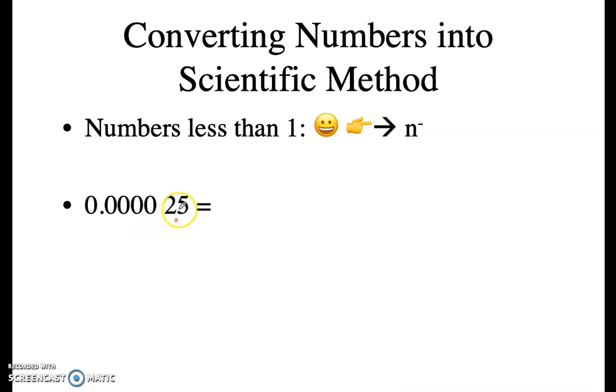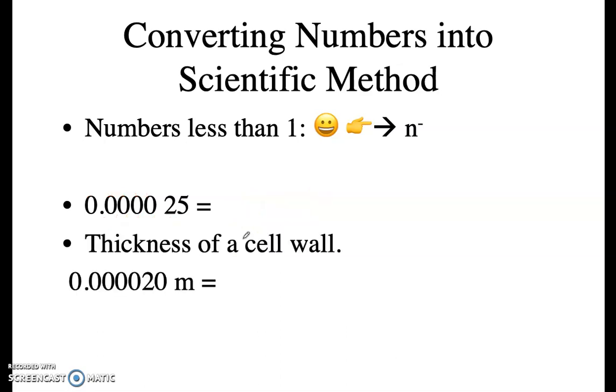It originally has 2 sig figs. Now remember, leftmost zeros don't count as sig figs. These zeros do not count, so don't include them. So we're going to move the decimal to the right: 1, 2, 3, 4, 5. So our answer is going to be 2.5 times 10 to the negative 5. Not positive, negative. The decimal point is moving to the right, which indicates a negative exponent. Let's look at another one. Thickness of a cell wall. Now, cells are very, very small.